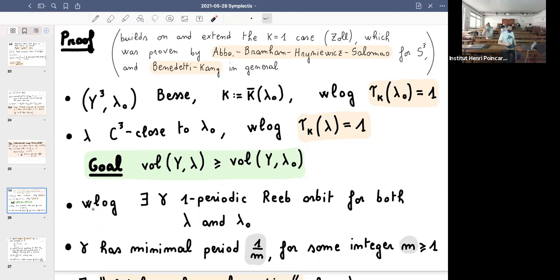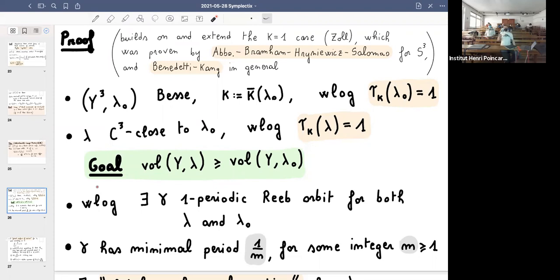So, next step, without loss of generality, we know that the contact form lambda has a one-periodic orbit, the one that carries this value K. And this one-periodic orbit will be close to some periodic orbit of the original Besse contact form. Up to pulling back everything with a diffeomorphism, which is say C1 close to the identity, I can assume that the two contact forms lambda and lambda 0 share the same one-periodic Reeb orbit, which I'm going to denote by gamma. There's a bit of work here, one has to be careful with the quantifiers, but it can be done.